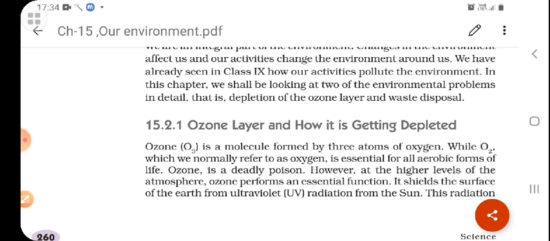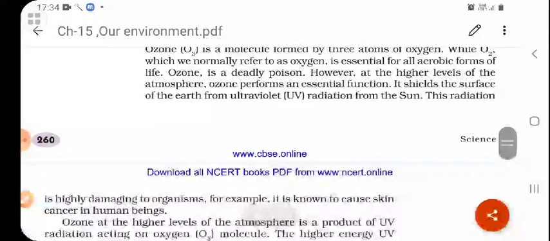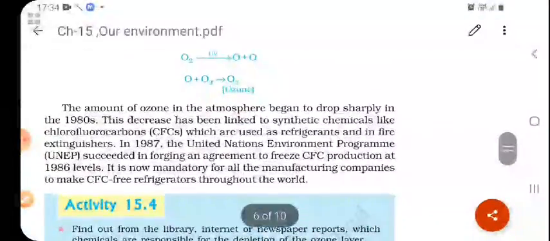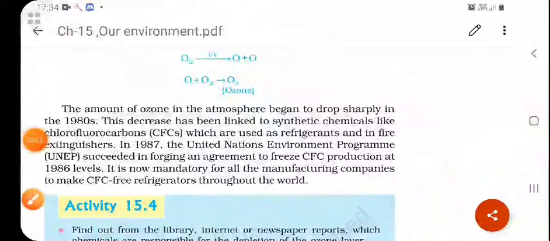So this is a continuous result of human activities. So ozone layer depletion, the biodegradable waste, this garbage disposal is a measure, how we can stop this to save our environment. Depletion of the ozone layer is an important topic here.